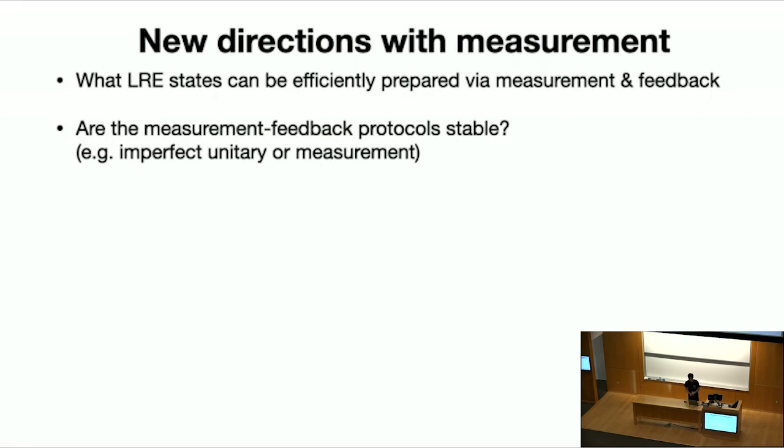There are many open questions with measurements. In particular, you can ask: what are the classes of long-range entangled states that can be efficiently prepared in this way? That is the fundamental question we want to ask. And a related question is, how stable are those protocols? Imagine you have some imperfect unitary operations or some imperfect measurements. How stable are those protocols for preparing the long-range entangled state?